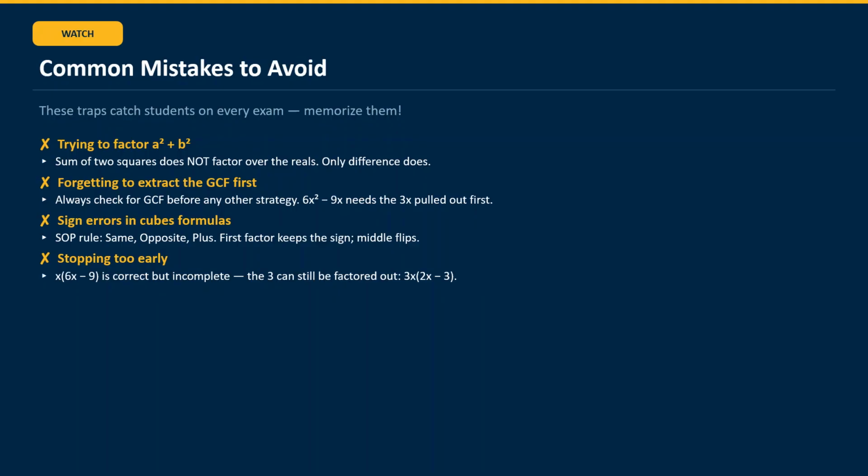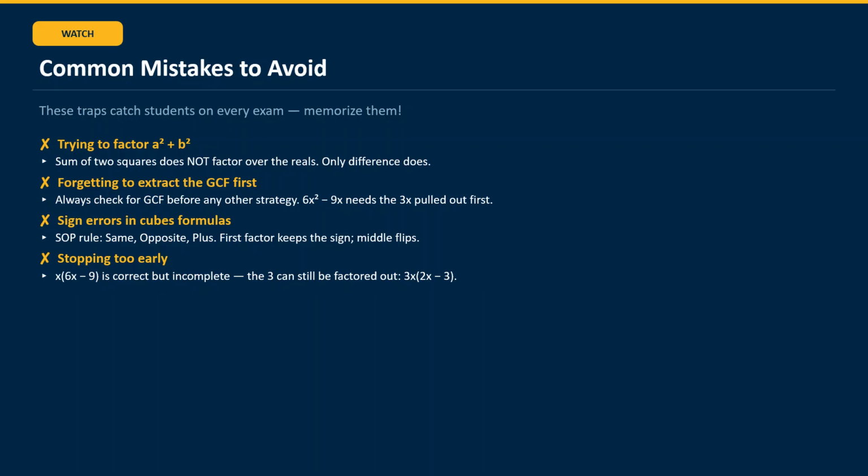Mistake 1. The sum of squares trap. Students try to factor x squared plus 25 as x plus 5 times x minus 5. But that gives x squared minus 25, not plus. The sum of 2 squares does not factor over the real numbers.